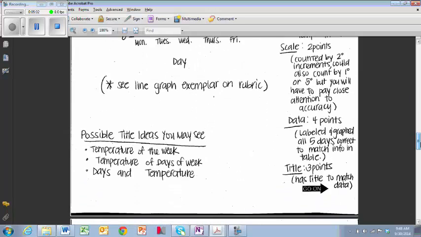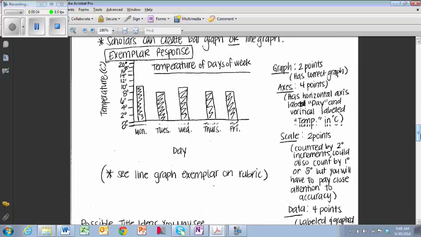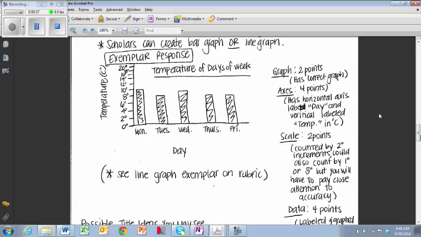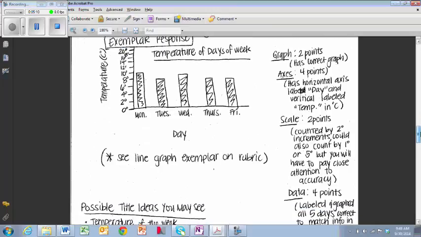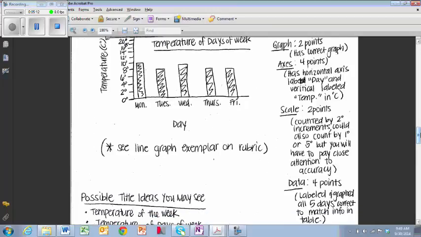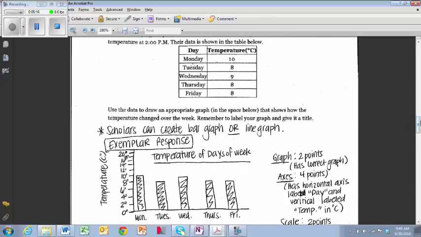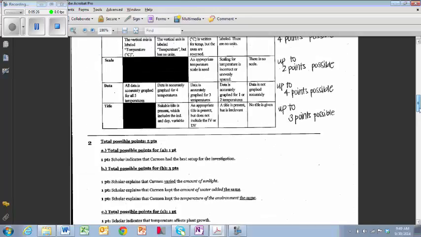The next thing to note right here is the data that they actually put into the graph. The most important thing is that it is labeled with the days of the week and that all 5 days are correct and match the information in the table. So for example, Monday is 10 degrees Celsius, so Monday on the graph should be at 10 degrees Celsius. And you take a look at the breakdown.